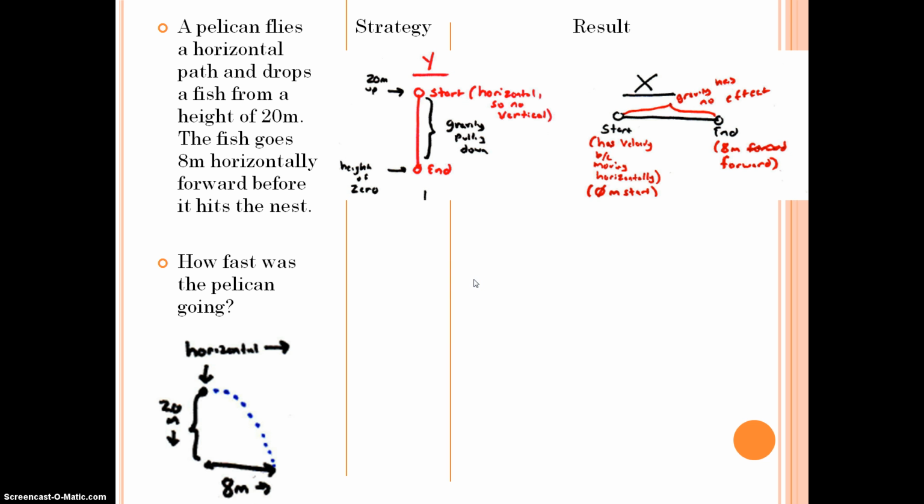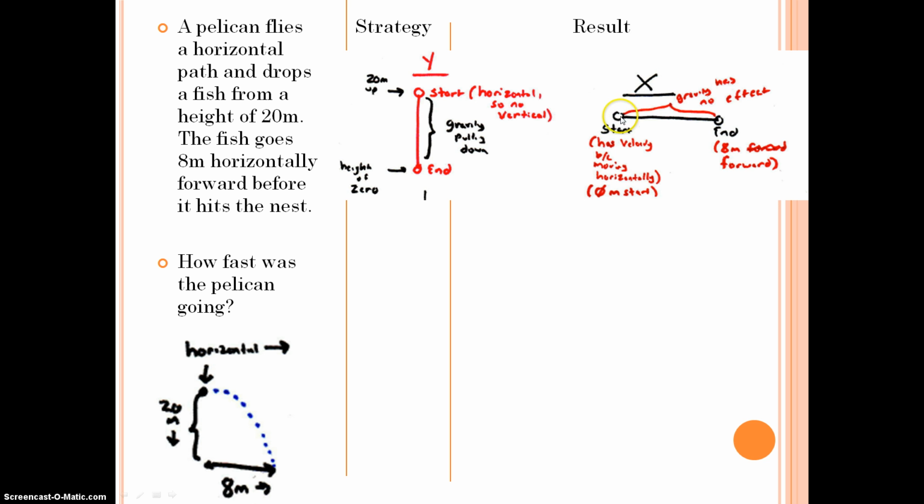So, I'm going to now make these pictures a lot more in depth. Look at my y. In the start point, it's 20 meters up. And at the end point, it has a height of 0. It went down 20 meters. During that entire time, gravity's pulling it down. And most importantly, at the start point, it's only moving horizontal. And if it's moving horizontal, it's not moving downward. So I'm going to keep a note there.